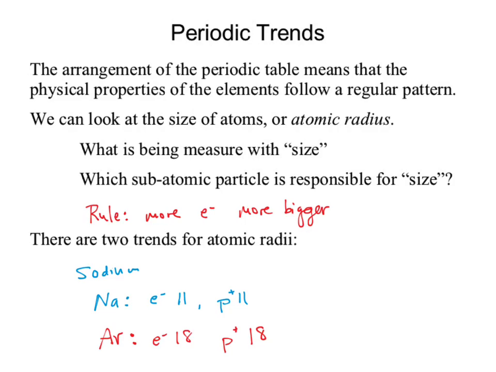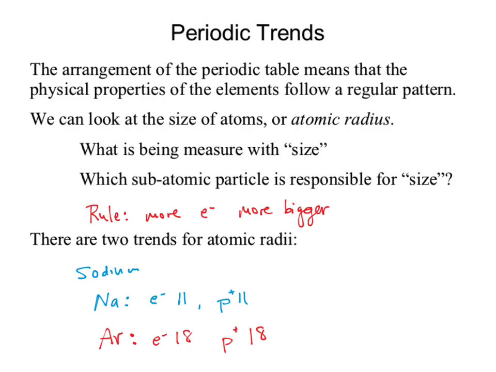Well, more protons means my nucleus is more positive. What is that going to do to an electron? It's going to draw them in. So sodium having fewer protons than argon can't draw in the electrons as tightly, and therefore should be bigger. Everybody follow? Cool, I like that theory.